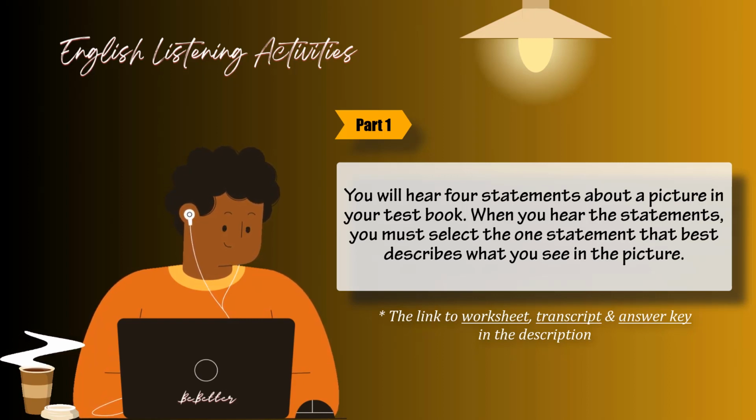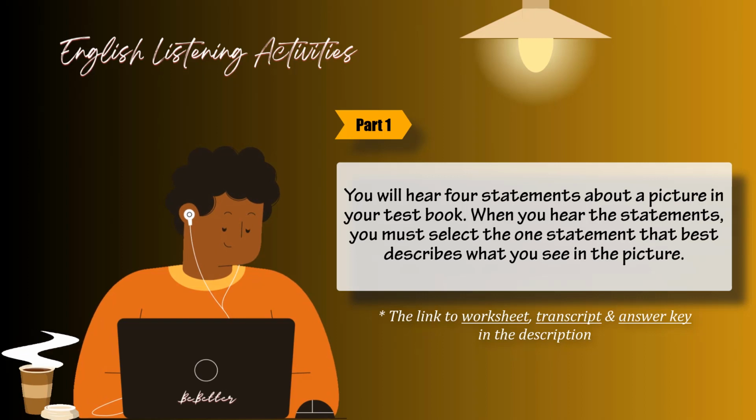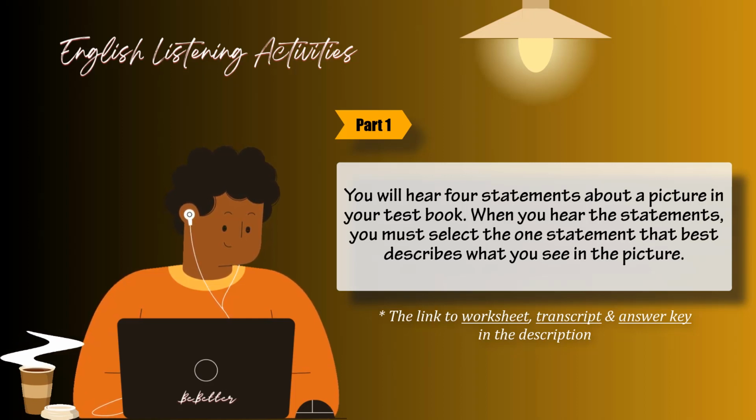Statement B, The man is working at the desk, is the best description of the picture, so you should select answer B and mark it on your answer sheet. Now part 1 will begin. Number 1. Look at the picture marked number 1 in your test book.